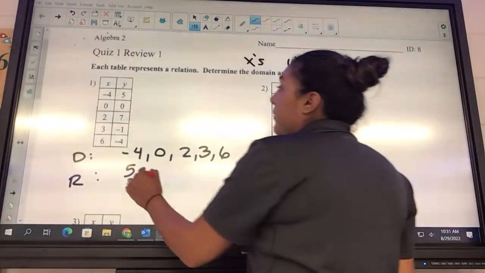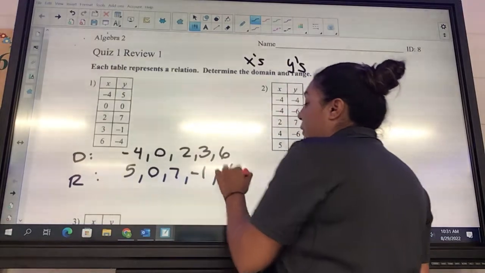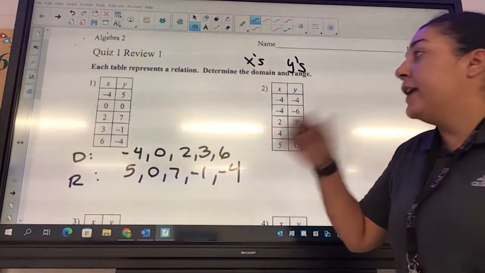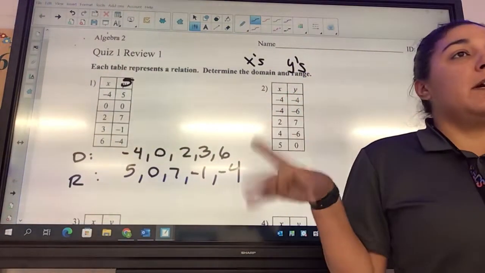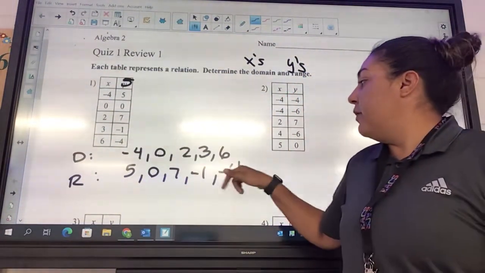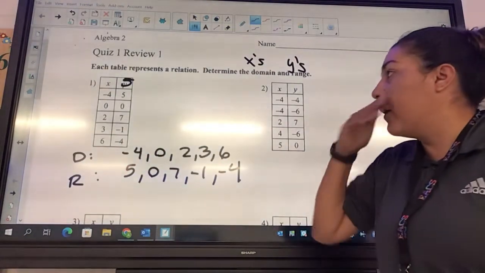It's going to be 5, 0, 7, -1, and -4. Okay, if, and I say if, like this one was also a 5, remember, we only write it down one time. But these don't mix. So if you have a -4 here, it's okay to have a -4 up there, but you can't have -4 and -4. Okay?